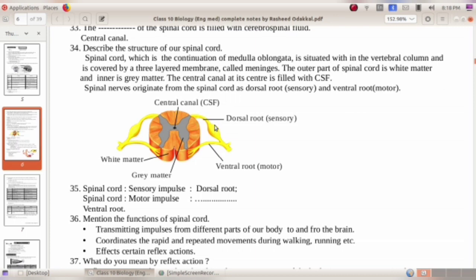Through the dorsal root, the impulses from different parts of the body reach the spinal cord. Through the ventral root, the impulses from the spinal cord reach the different parts of the body.